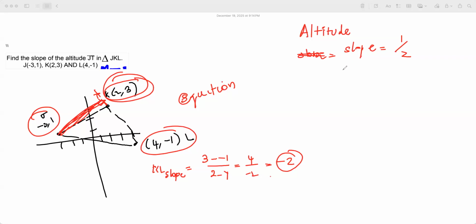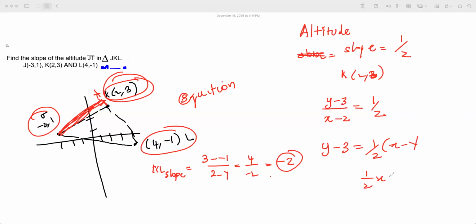Then the point, you can use any point. I'll use this. You know the point slope form, right? What is the point slope form? The point is 2, 3. So y minus y1, right? y minus 3 by x minus 2 will be equal to 1 by 2. So the equation can be written as y minus 3 equals half times x minus 2. That will be half x minus 1 equals y minus 3, correct?